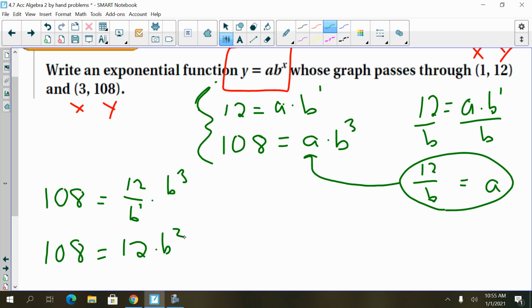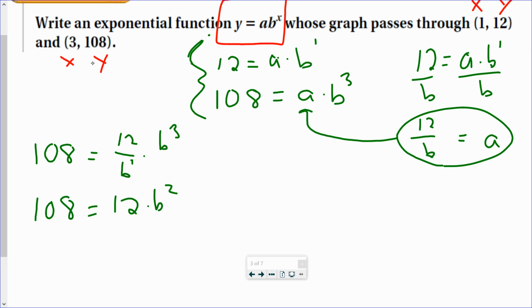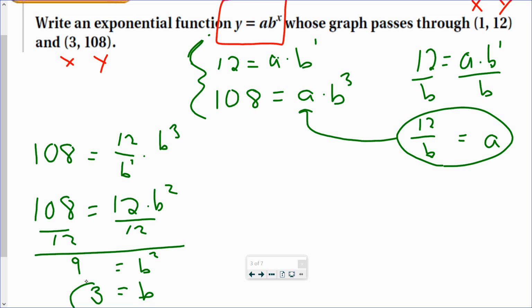I should probably go full screen so I have a little more space. Here we are. So I'm going to divide both sides by 12. Grab your calculators if you don't have them out yet. Give you a second. 108 divided by 12 is 9. Square root both sides. And we're just going to go with the positive answers today. So just 3.